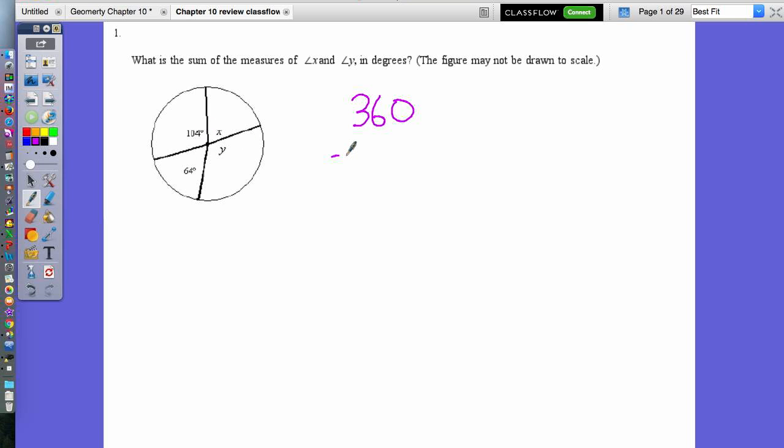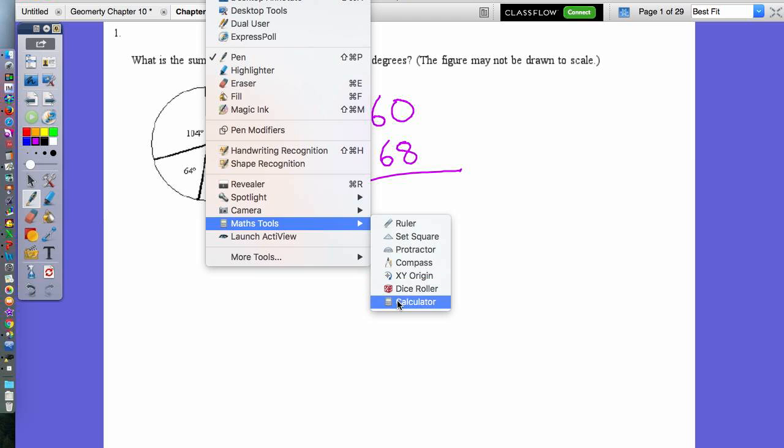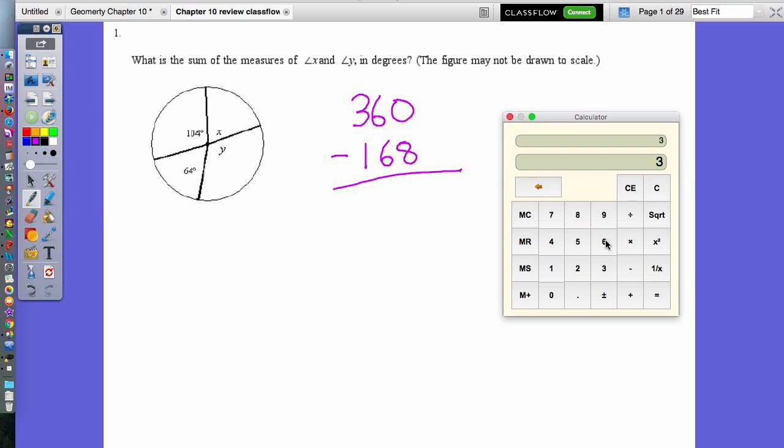104 and 64 is a total of 168. I'm going to get my calculator here. 360 minus 168 is 192. That's all you're doing on this question. You don't need to find x and y. You can't even find x and y because these are not quite vertical angles. So the answer is 192.